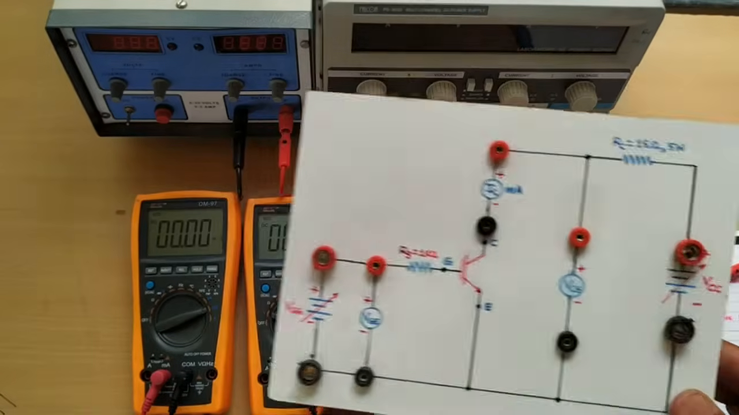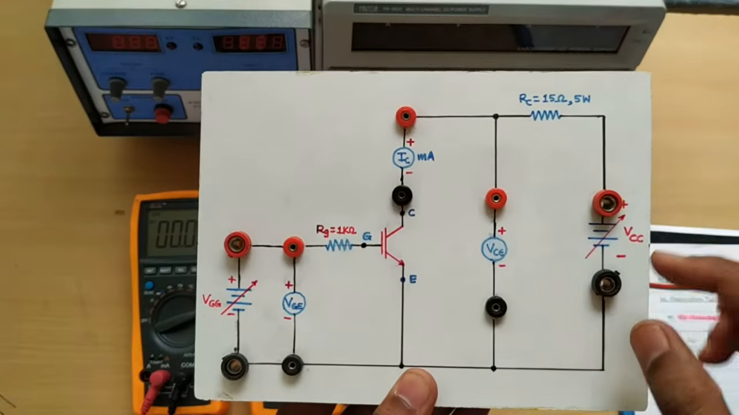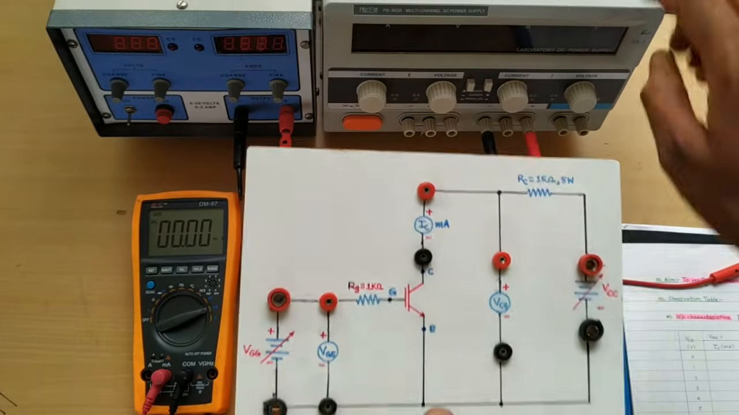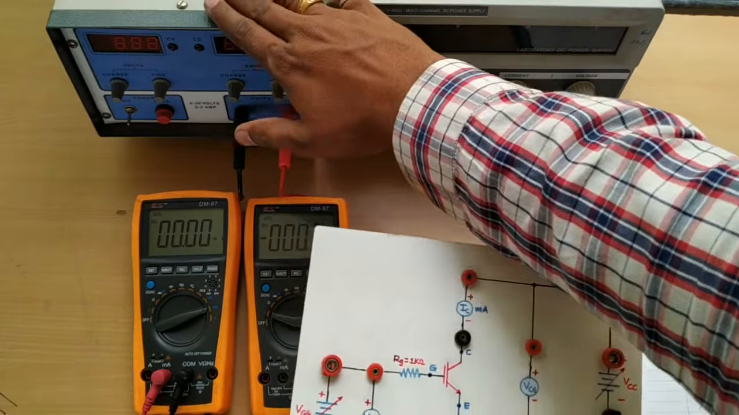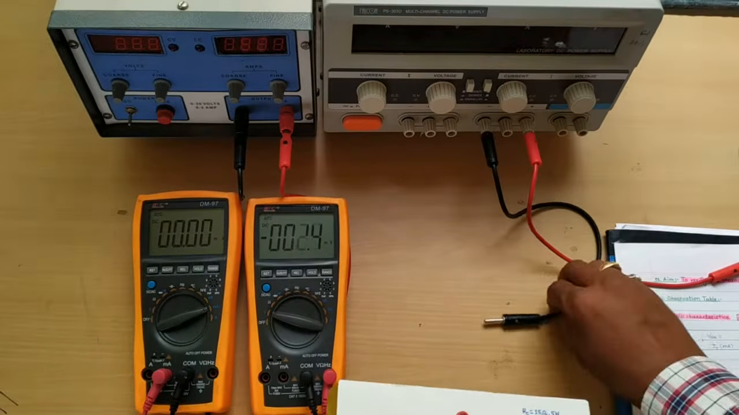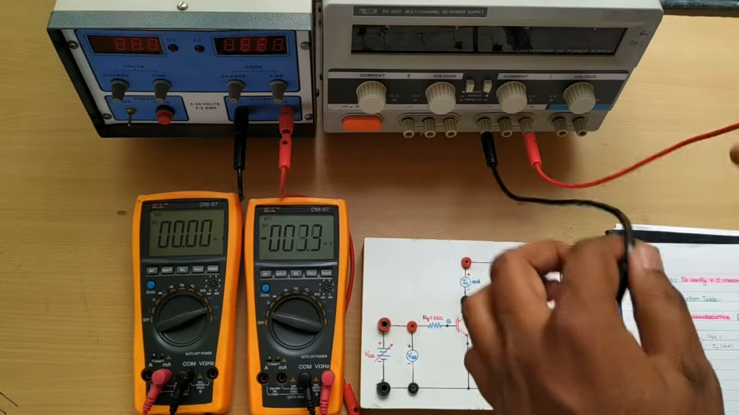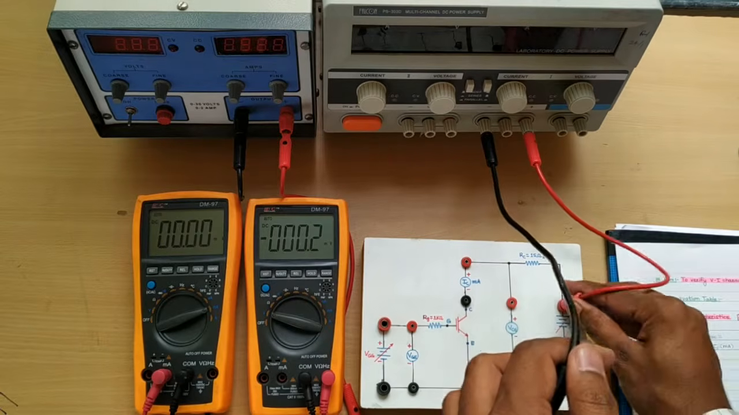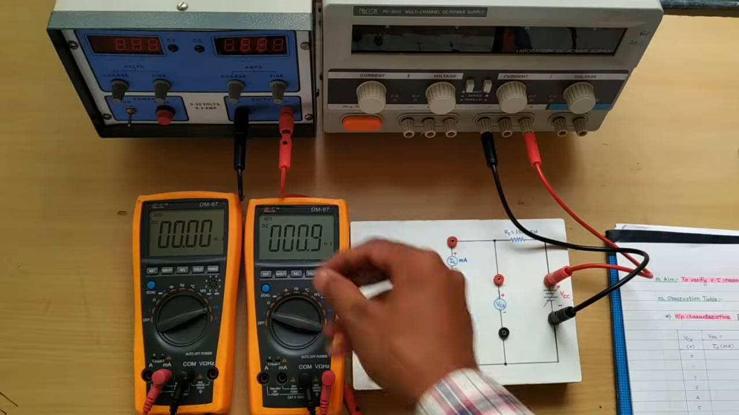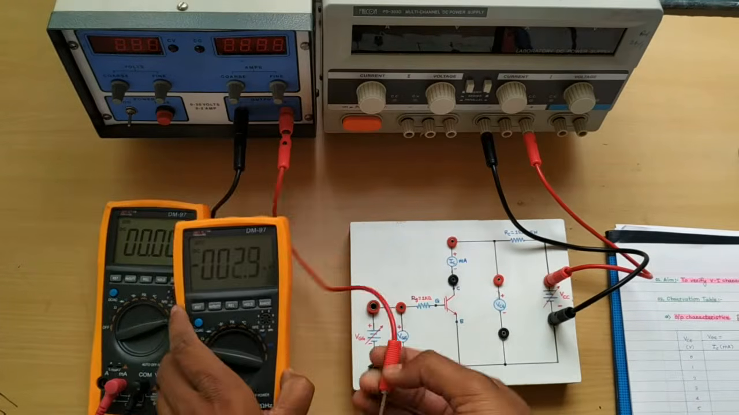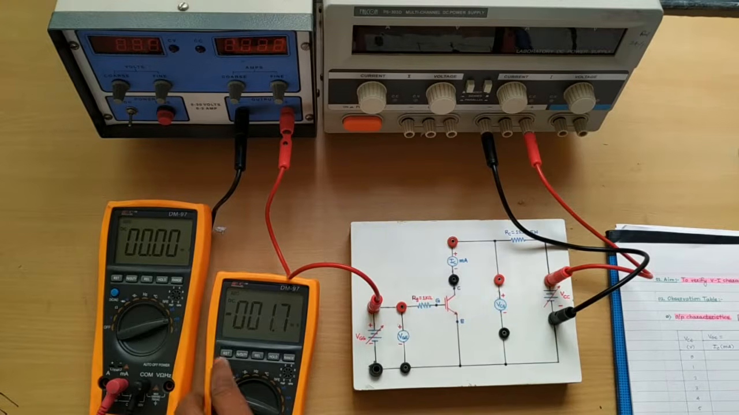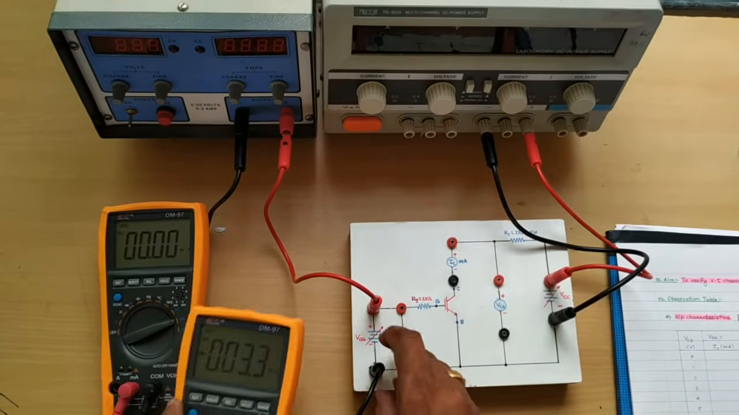Now in this experiment we will need two different voltages. So VCC we will apply from this DC voltage source, and VGG we will apply from this second DC voltage source. Okay, so let us start the experiment. So this is acting as your VCC. I will connect positive over here, negative over here. And this is acting as VGG. So I am connecting positive over here and negative over here.